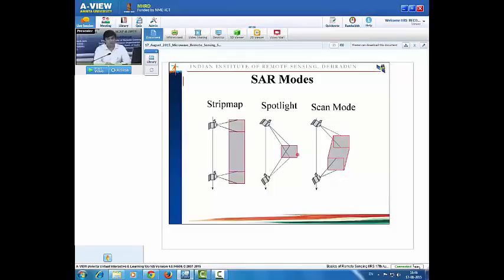And spotlight mode is generally used for small object detection or identification, like for urban mapping and monitoring. At that time people prefer spotlight data sets. And for other applications like polarimetry and several others, people use strip map, because generally a polarimetric data set is provided, meaning all the polarizations are provided with strip map mode.